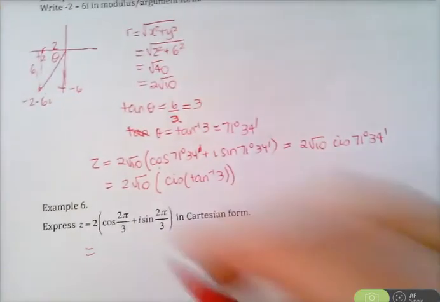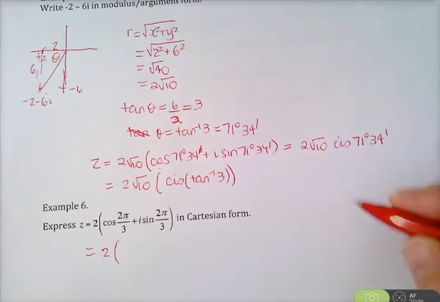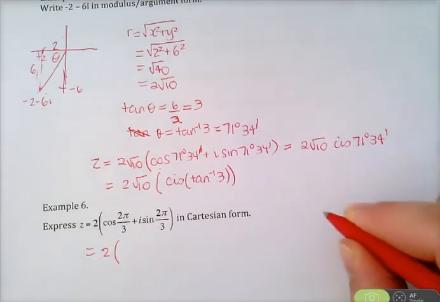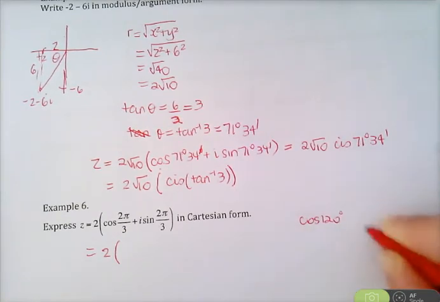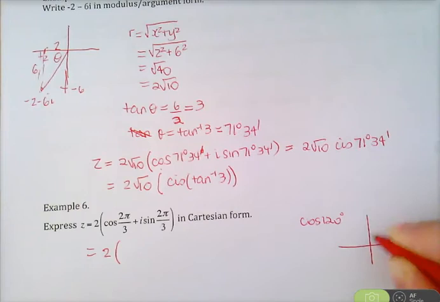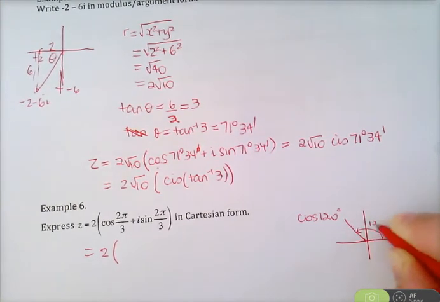Okay, so we've got 2. Now we just evaluate cos 2 pi on 3. Now we know that 2 pi on 3 is 120 degrees, so it's really like you're working out cos of 120 degrees and also sine of 120. So we've got 120 here. So the acute angle, the related acute angle is 60.